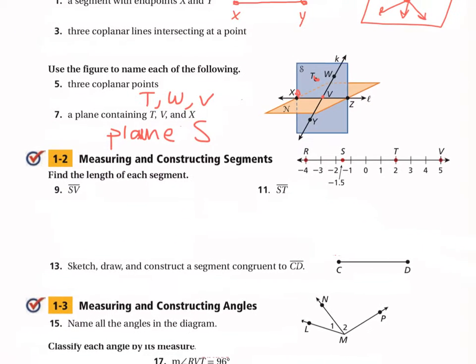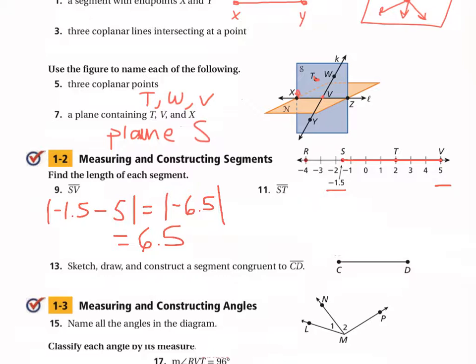Now let's look at number 9. Find the length of each segment. Segment SV. So it starts at S, which is negative 1.5, and ends at V, which is 5. So we would take the absolute value of negative 1.5, the value that corresponds to S, minus the value that corresponds to V, which would be 5. And we would get the absolute value of negative 6.5, which would be equal to 6.5.